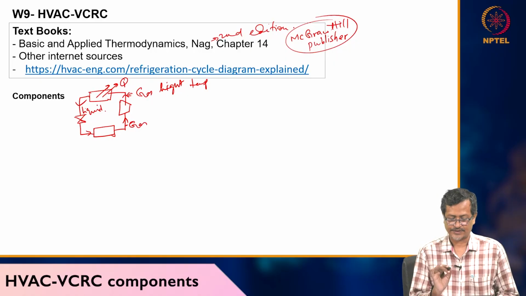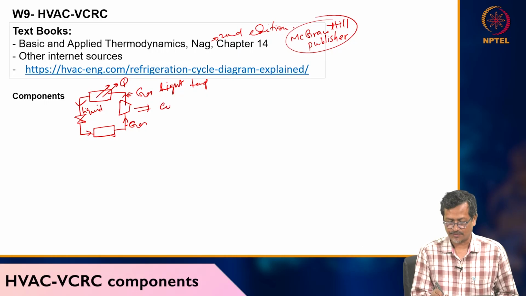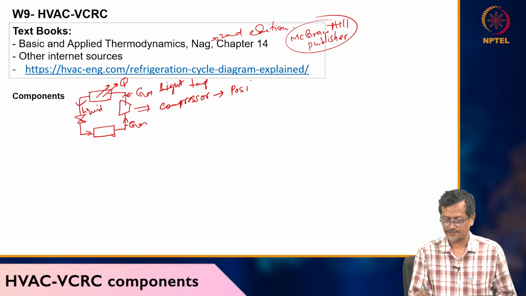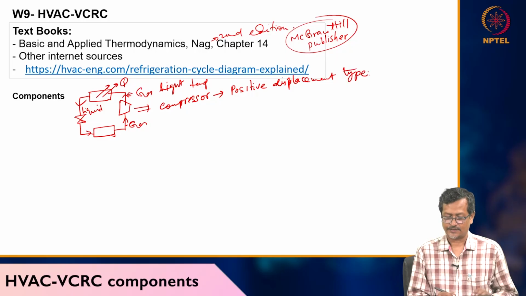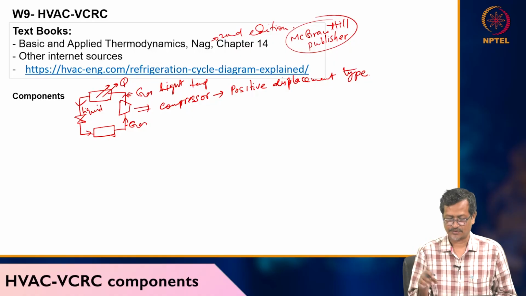Now you can see it has four basic components. One is the compressor. Normally the compressor will be a positive displacement type. If you remember the previous lectures, we said that a positive displacement type compressor or pump has higher pressure development capability and low volume handling capability. In this case we need a very low volume but a high amount of pressure, so we have to develop that.